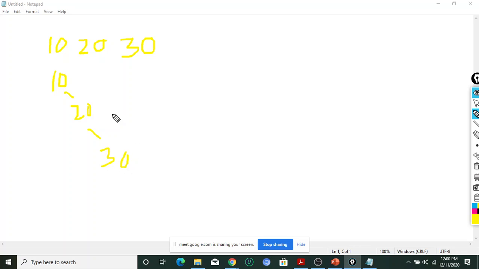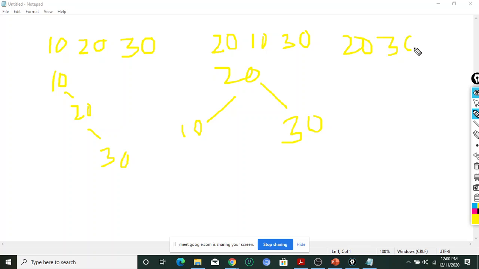Now if I make a tree, for example, 20, then 10, then 30, I am just writing randomly. So what is the combination? 20 is my root node, left is 10, and 30 is on the right-hand side. Make it 20, 30, 10. What will happen? I will get 20, then 30 on the right-hand side, and 10 on the left-hand side. Yes or no?